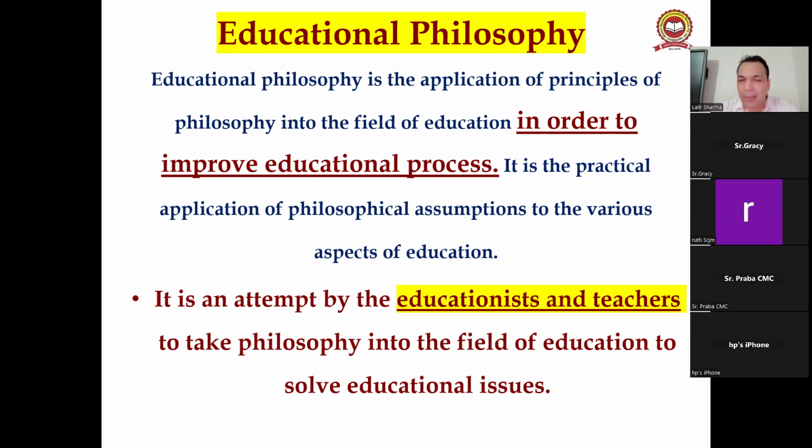Okay, and in simple terms, the definition is given. Right now, I'm just reading the definition. Educational philosophy is the application of principles of philosophy into the field of education in order to improve the educational process. This is called educational philosophy. It is the practical application of philosophical assumptions to the various aspects of education. That's why it is called so. If you don't know philosophy, you cannot solve educational problems. You cannot become an effective teacher.